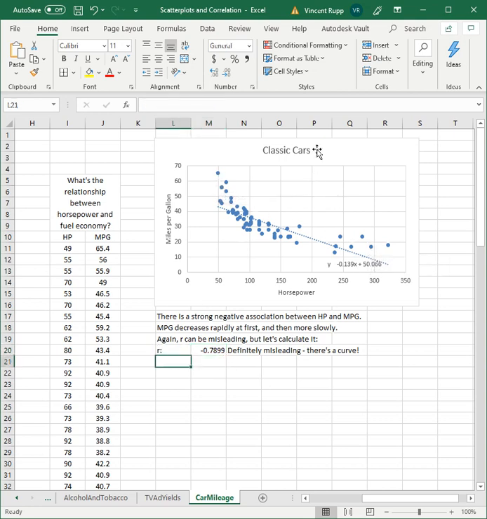So that's why you always need the scatter plot and the correlation coefficient to really get the full picture of what's going on. Scatter plot also helps you spot outliers. This one doesn't look like it really has any, but just in general, you might run into those quite a bit.